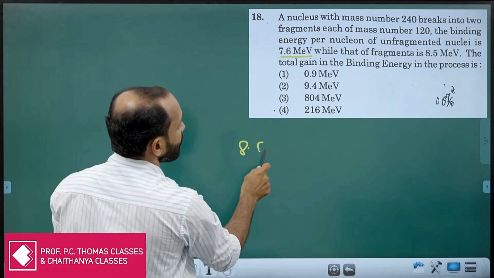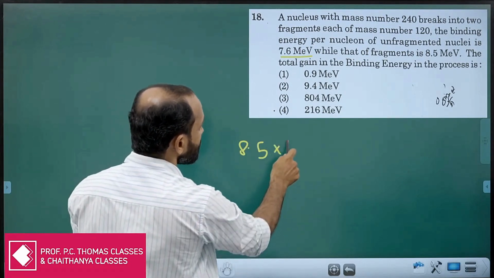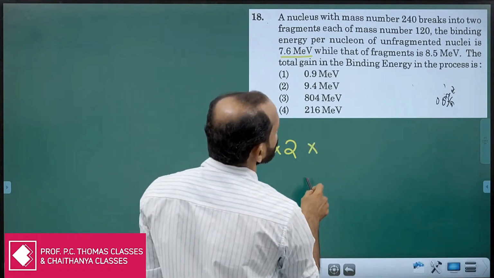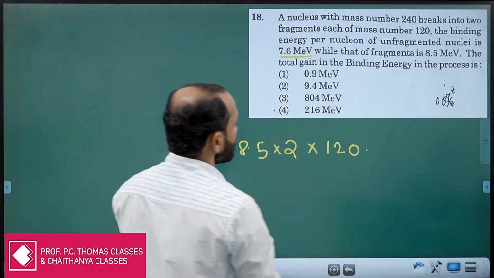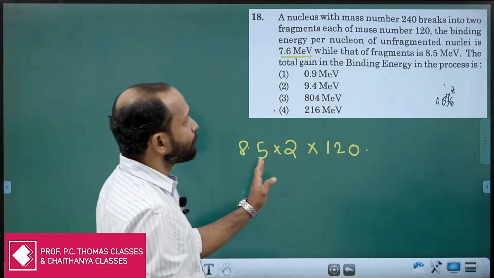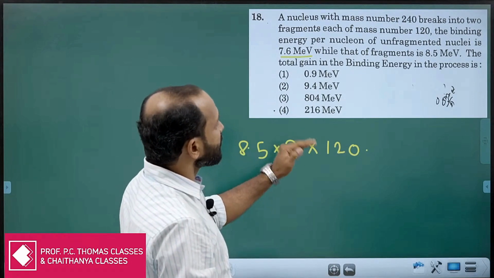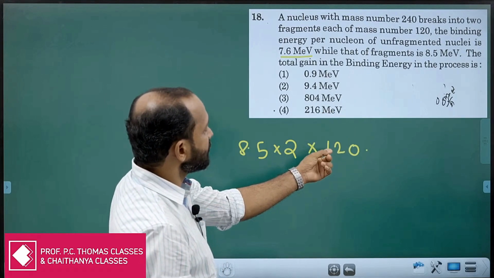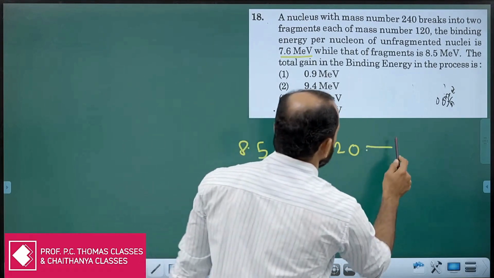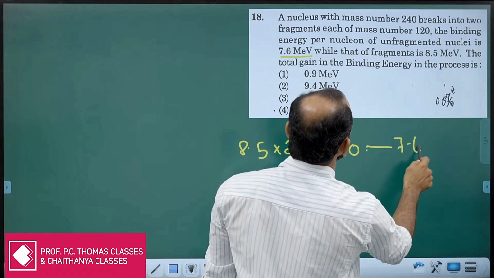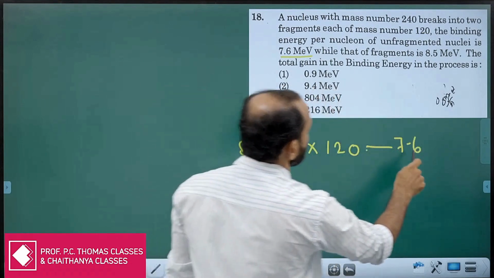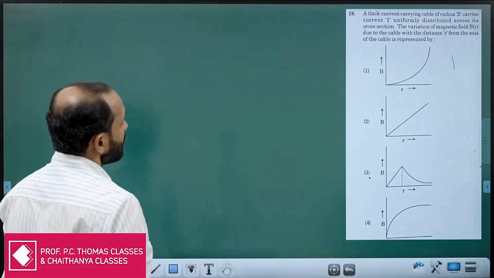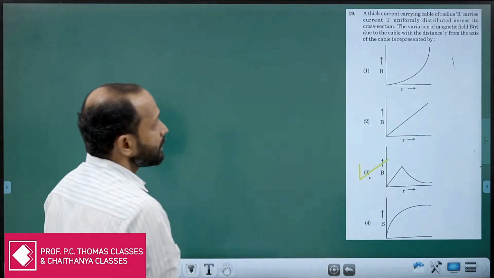That is 8.5 multiplied by 2, because two fragments are there, each of mass number 120, and that is the total binding energy, because 8.5 MeV is given to be the binding energy per nucleon. To subtract the other one, 7.6, there is only one, not two, but its mass number is 240. Take the difference, you get 260. Answer: third one, very simple.